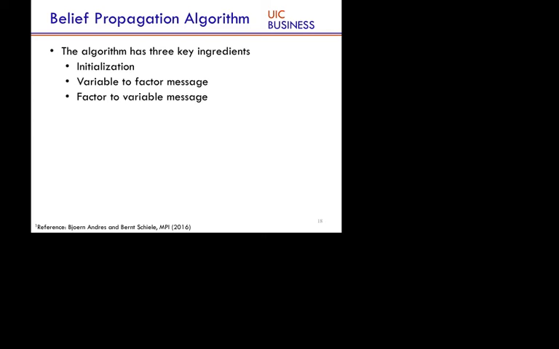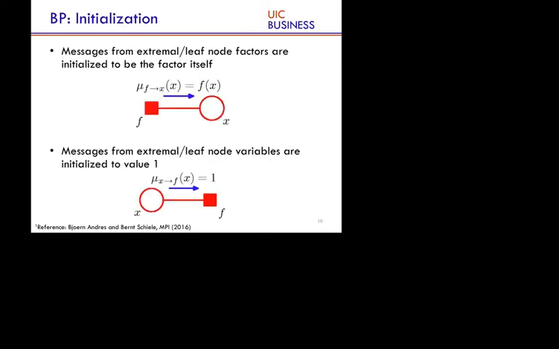So belief propagation has 3 ingredients. One is initialization, which is to start the algorithm, and there are 2 variants of how you pass messages, because there are 2 different types of nodes here. One is a variable node and one is a factor node, and so that's why the local computations are differentiated. So initialization is quite straightforward.